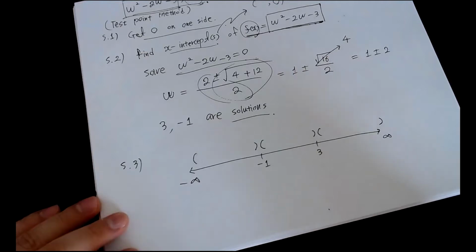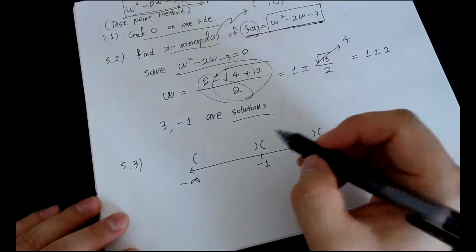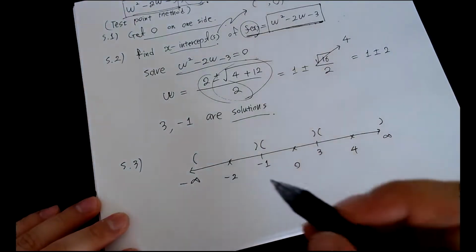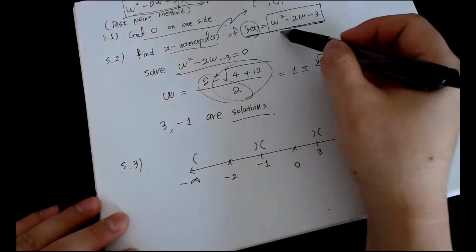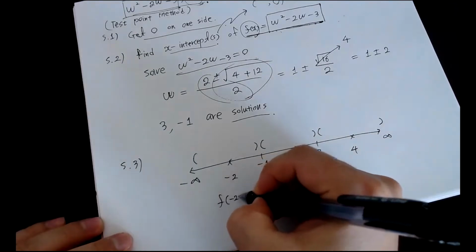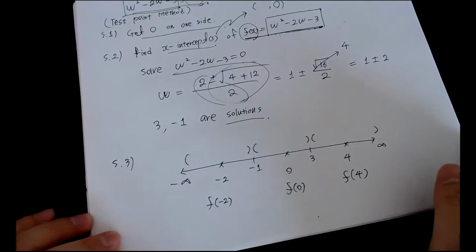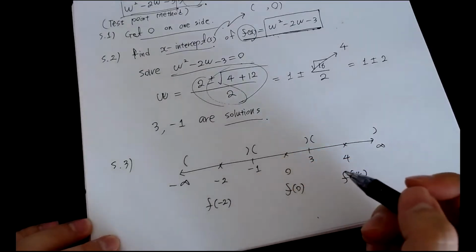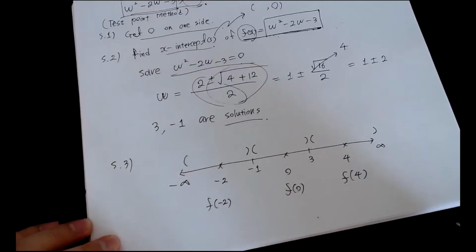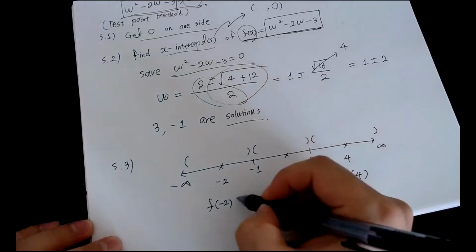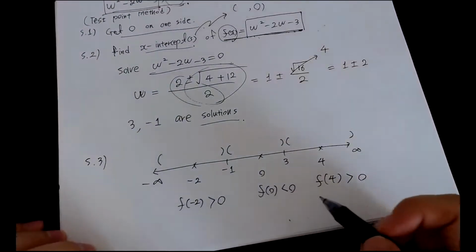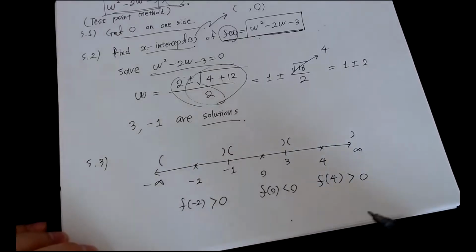Then we pick a test point for each interval. In this case, let's say negative 2 here, 0 here, and maybe just 4 here. Then we evaluate the function at each test point to figure out the sign. So f of negative 2, f of 0, and f of 4. f of negative 2 is greater than 0, f of 0 must be less than 0, and f of 4 must be greater than 0. You can check this using a calculator. The only thing you have to do is figure out the sign of the function at each test point. Keep in mind this.